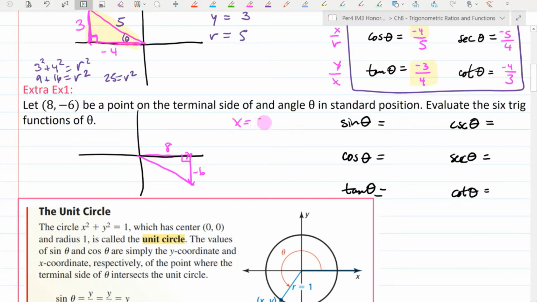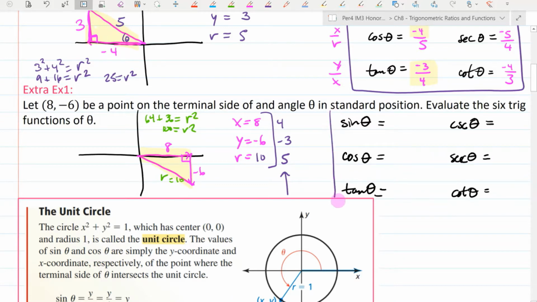Okay, so x, y, r. So for r, we're going to have a squared plus b squared equals r squared, or x squared plus y squared equals r squared. So r is equal to 10. This is the same exact triangle as we had before. That's a 3, 4, 5. It's just we need to reduce these. So if we reduce these here, it's easier to reduce once than to reduce 6 times. Okay? So you can choose whatever you want to do.